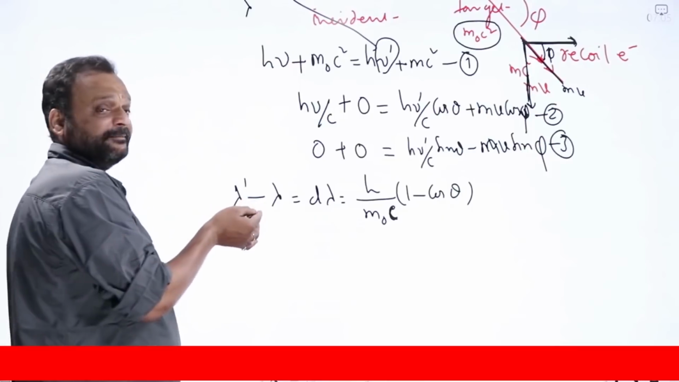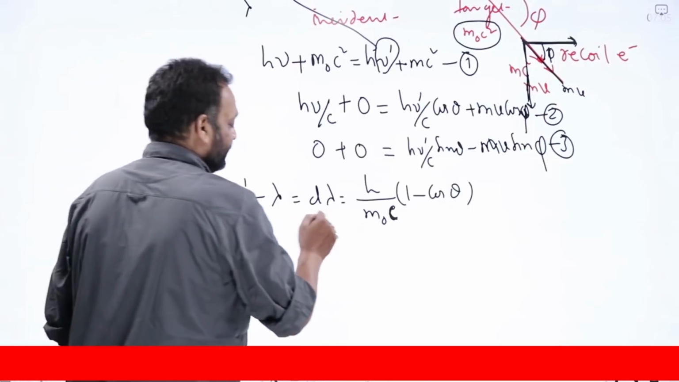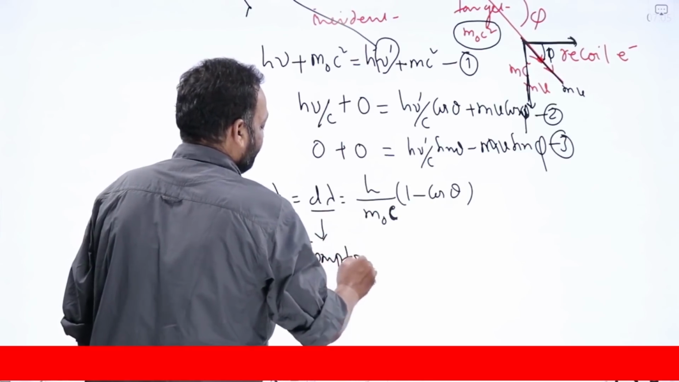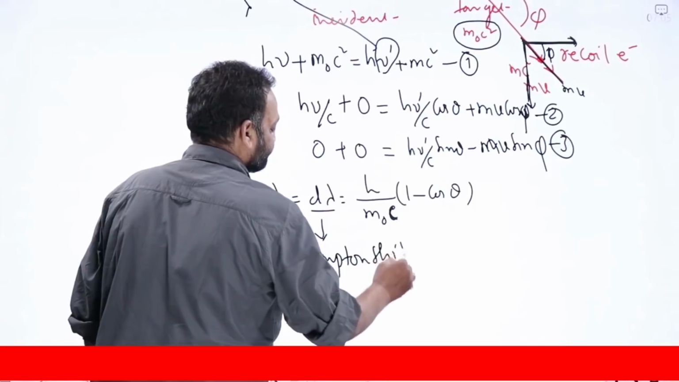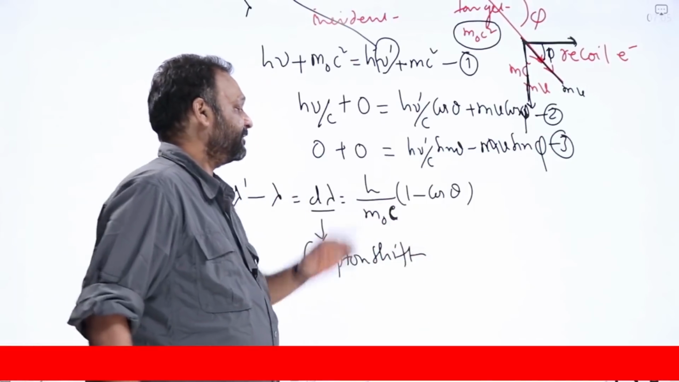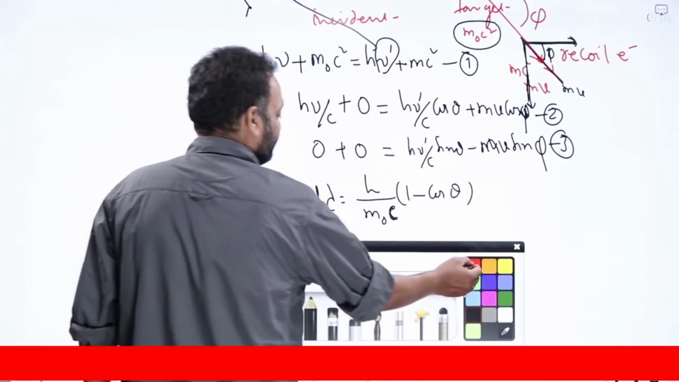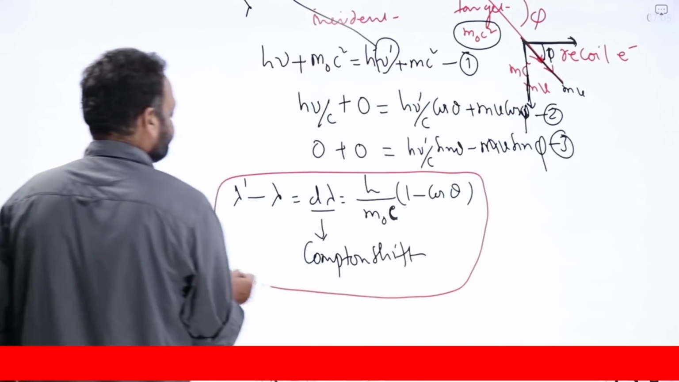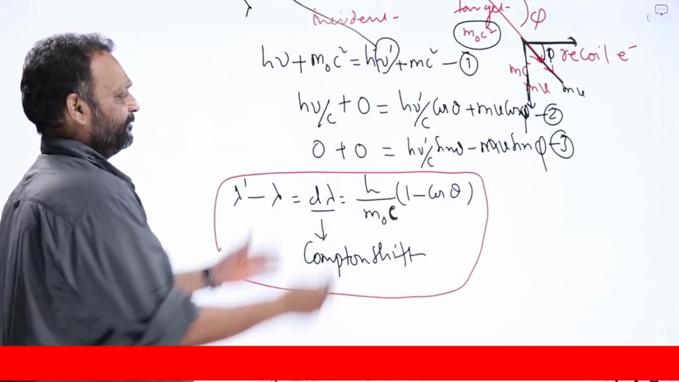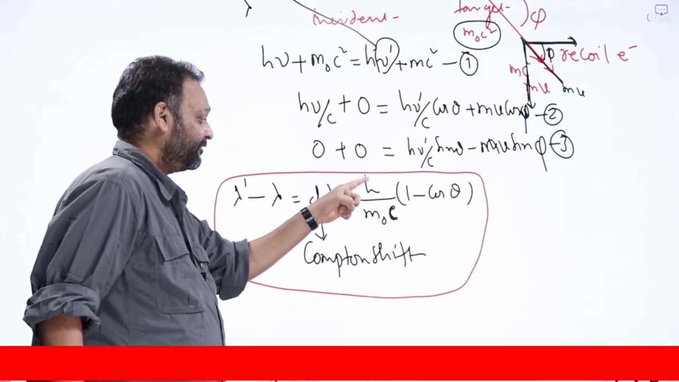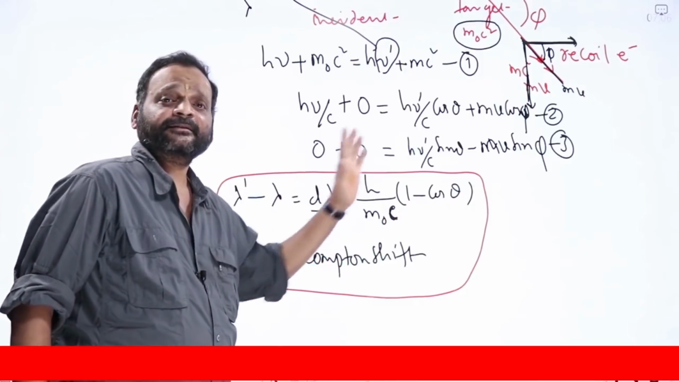What is lambda dash minus lambda? The change in wavelength, d lambda. This is called the Compton shift. d lambda equals h by m naught c into 1 minus cos theta. This is the final result we get after making all the manipulations, simplifying, squaring and adding. Lambda dash minus lambda equals d lambda equals h by m naught c into 1 minus cos theta.